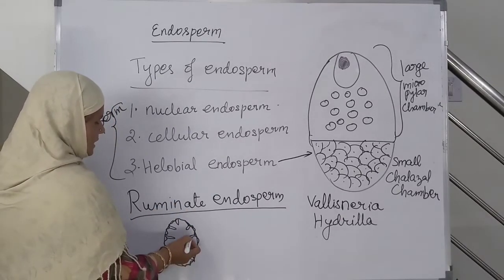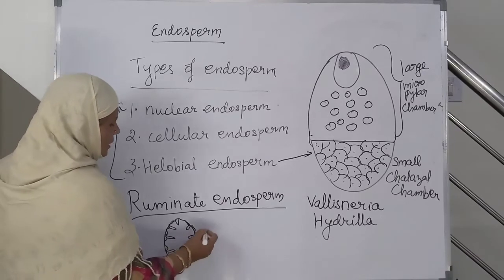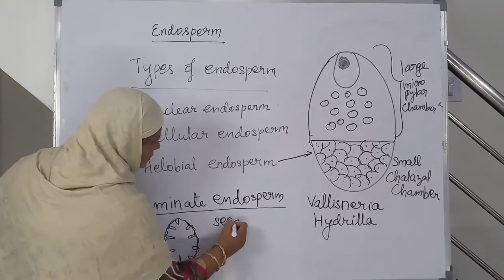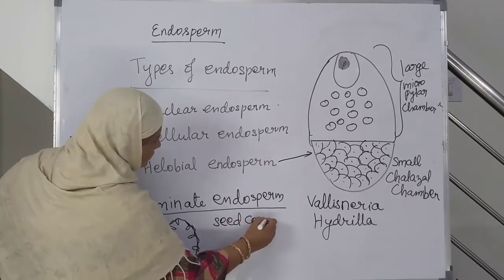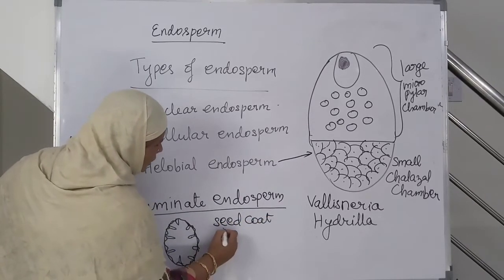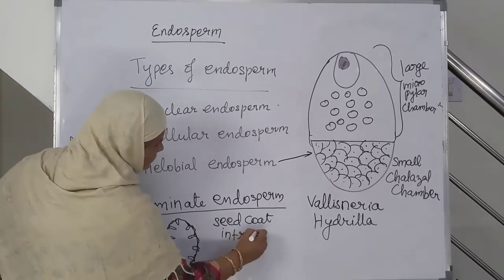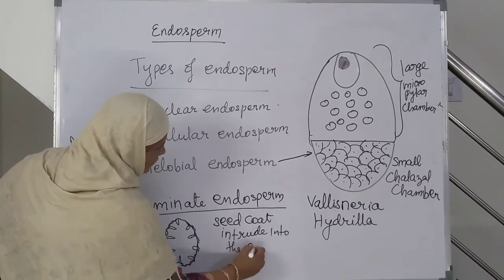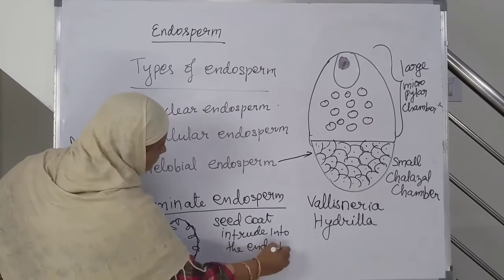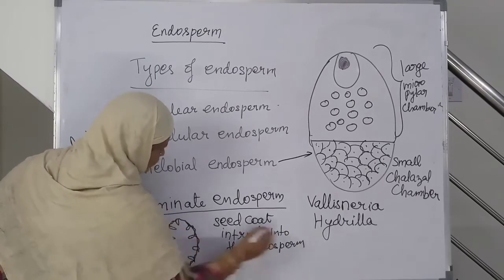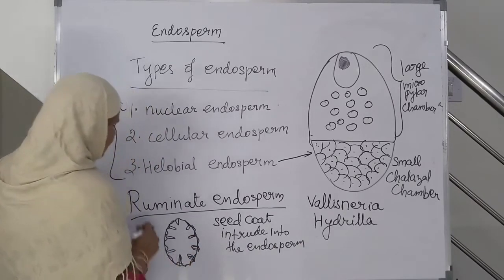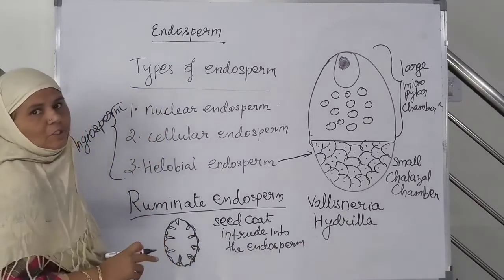This unevenness is due to the seed coat intruding into the endosperm. That is why it looks like unevenness. This is called ruminate endosperm.